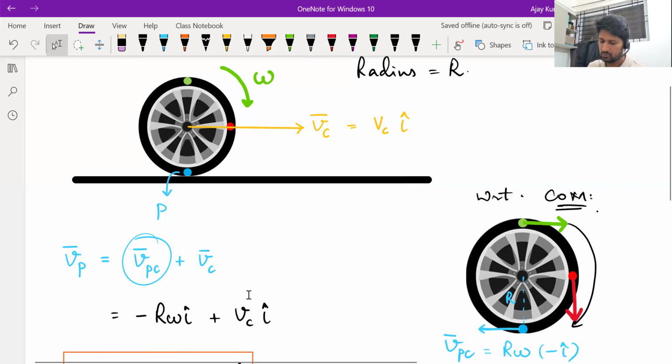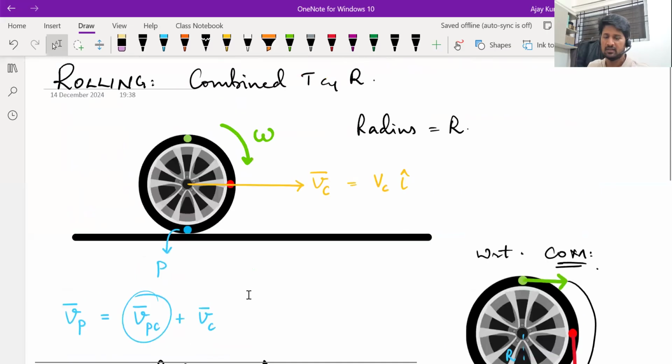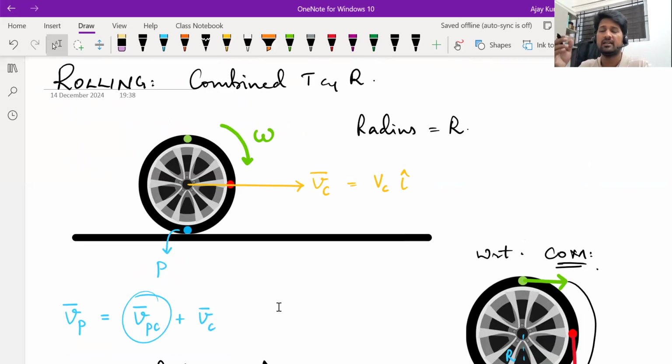So suppose Vc is greater than R omega. Vc being greater than R omega means translation is much more than rotation. An example of this is when a fast moving vehicle suddenly applies brakes. If the vehicle is moving fast, obviously Vc, the velocity of the center of mass, will be high. If you apply brakes, the brakes will exert a torque on the wheel, and the wheel's rotation will stop. The wheel's rotation will get locked. As a result, the wheel will skid forward, and eventually it will stop.